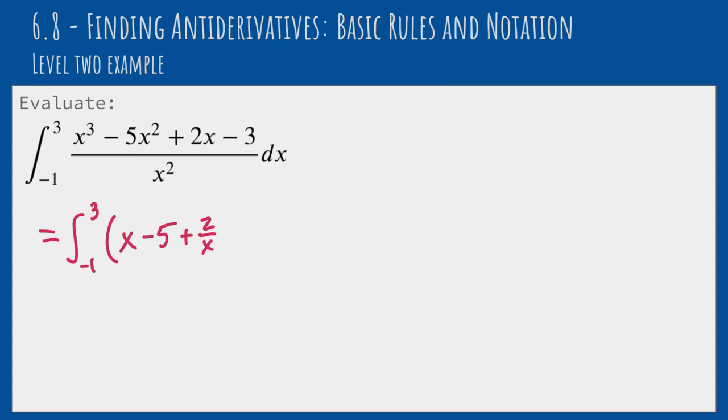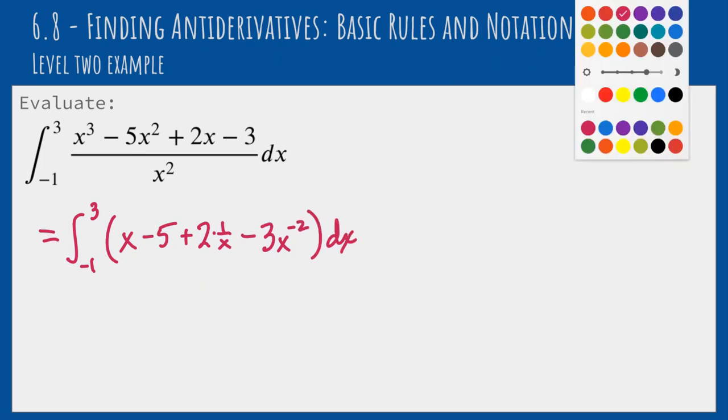And for purposes later, I'm going to think of this as 2 times 1 over x. So keep that in mind. And then we're going to have minus 3 over x squared. And for using the power rule, I'm going to write that as 3x to the -2.